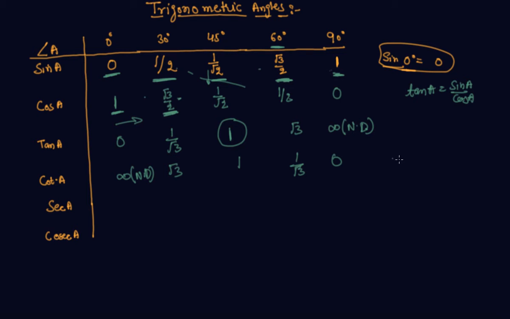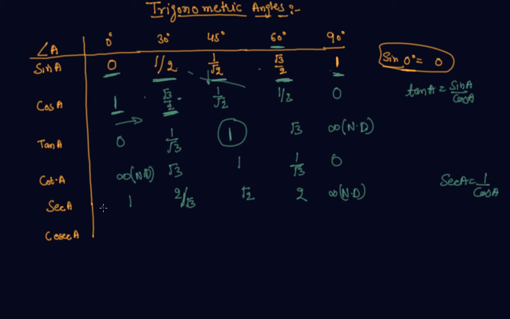Secant is the opposite of cos, that is, 1 by cos. So inverting the values: 1 by 1 is 1, this is 2 by root 3, this is root 2, this is 2, and 1 by 0 is again not defined, or infinity.